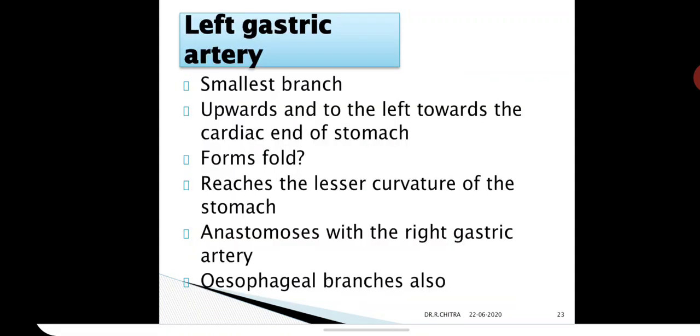The left gastric artery, as we just recollected, is the smallest branch. It runs upwards and to the left towards the cardiac end of the stomach.